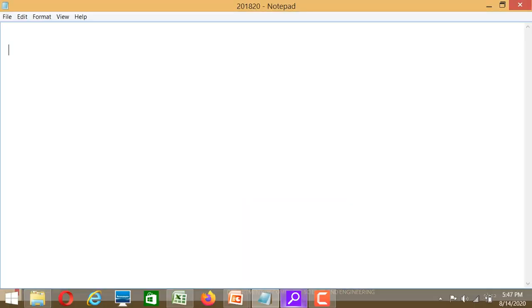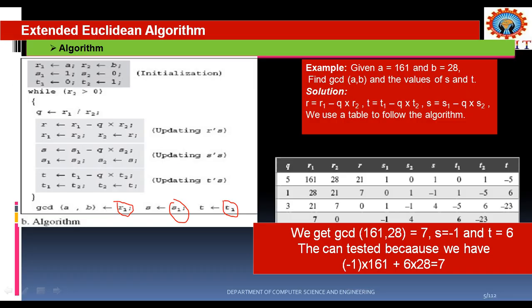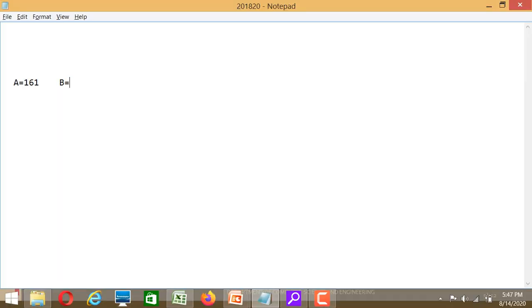So for that purpose, A is equal to 161 and B is equal to 28. A is equal to 161, then B is equal to 28. Now find the GCD of A comma B using the above relations.